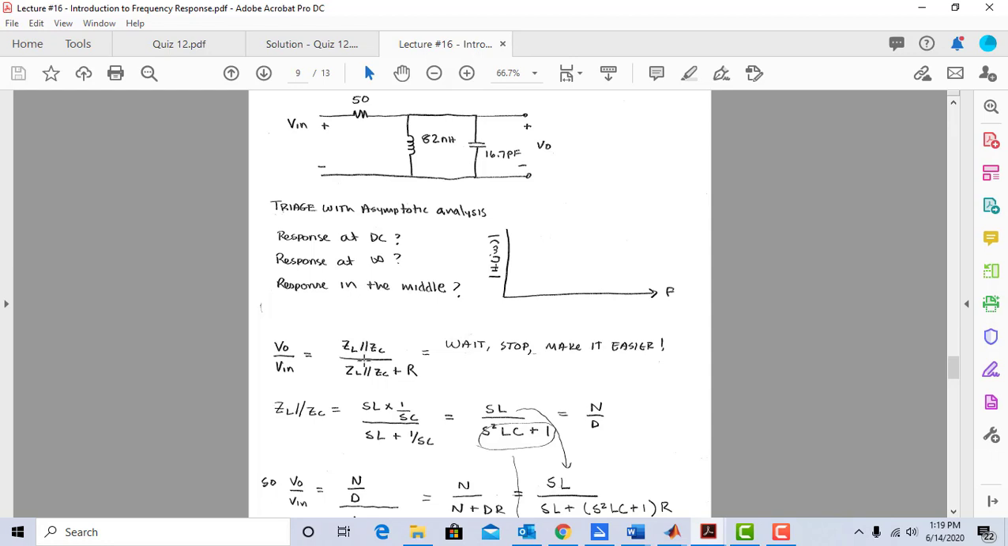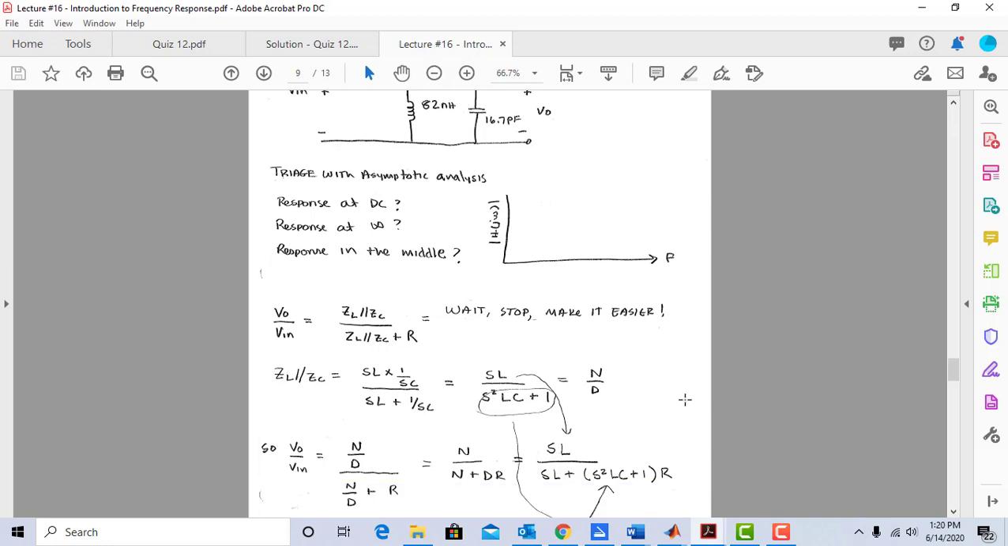So here's my expression. And I don't want to go to numbers until I need to. So I like this as a good start. But now I'm going to say, what's ZL in parallel with ZC? Well, it's going to be SL times 1 over SC divided by SL plus 1 over SC. So let's multiply through by SC, and I end up with SL here. Now I get an S squared LC plus 1.